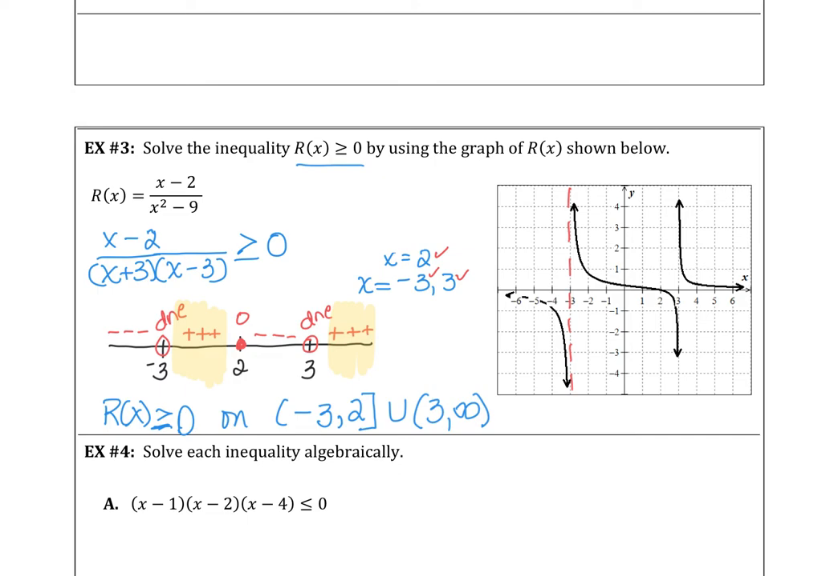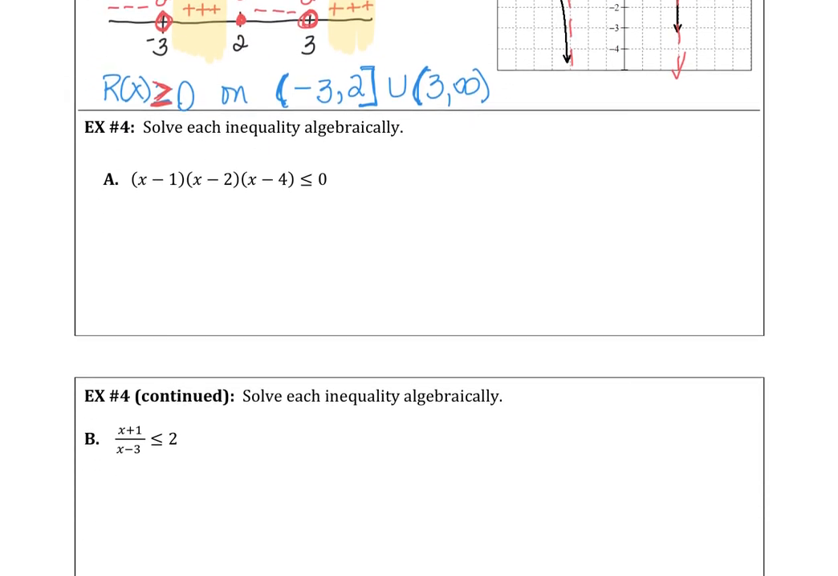Now I want you to notice that I circled this because that's a vertical asymptote, and 3 is also a vertical asymptote. We can't have division by 0, so it would never be equal there. So we had open parentheses at negative 3 and at positive 3, but it was exactly 0 at 2, so that closed the bracket there. So graphically or numerically, we can analyze rational inequalities.